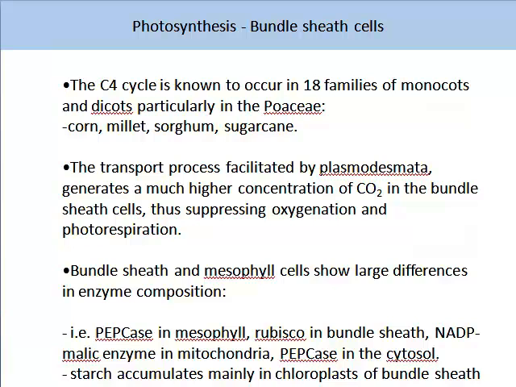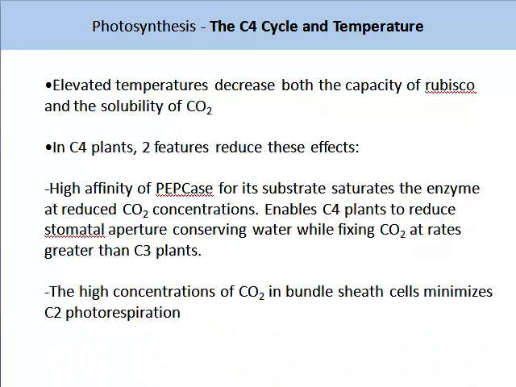The bundle sheath and the mesophyll cells show large differences in enzyme composition. For example, PEPC in the mesophyll, Rubisco in the bundle sheath, NADP malic enzyme in the mitochondria, and PEPCK in the cytosol. Starch accumulates mainly in the chloroplasts of the bundle sheath.